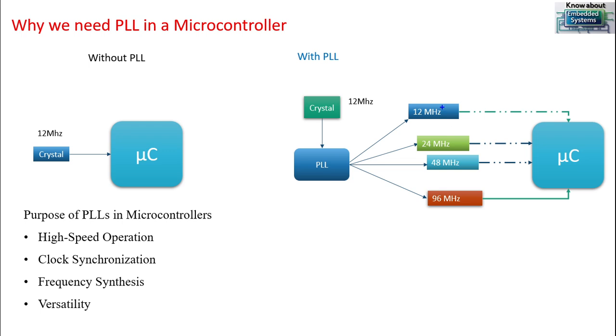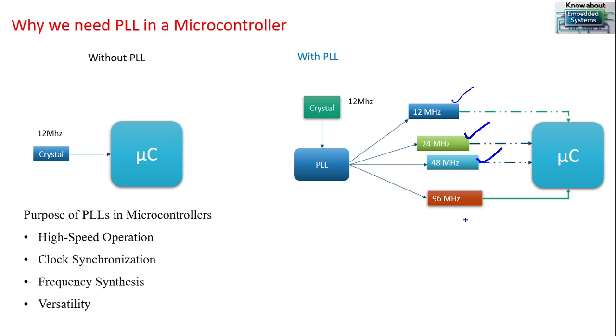So what is the advantage of PLL here? PLL will generate very high frequencies which are required for the microcontroller and the processors running inside it. Microcontroller programmers can select what frequency they want to operate at. If you want a lower frequency, I'll go for 12 megahertz. For a medium frequency, I'll go to 24, or 48. If you want to operate at a higher frequency, you can go to 96 megahertz.